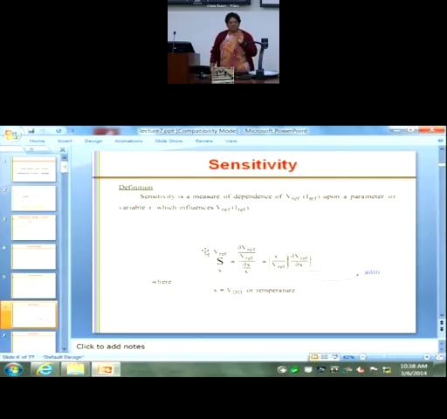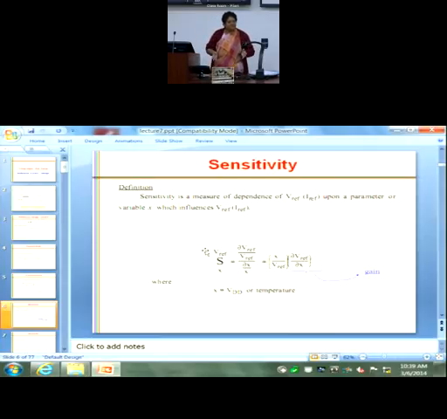Do I want my Vref to change? No. So ideally my Vref should not change. So percentage variation in Vref must be 0. My VDD may be changing by 10%, but Vref should not change. So my ideal value for sensitivity is 0. And maximum value of sensitivity can be 1. Because if VDD is changing by 10%, Vref is also changing by 10%. What am I doing it for?